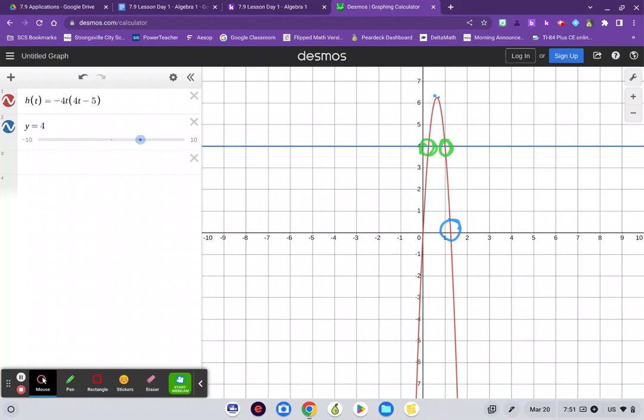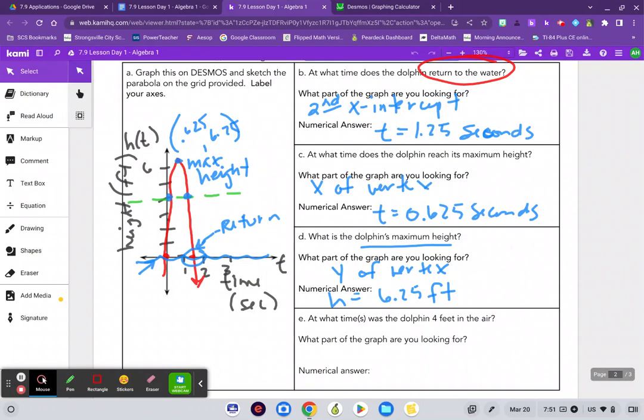And so let's see what those x values are. It looks like I have an x value of 0.25, so at 0.25 seconds, and at 1 second. Notice that the y values are both 4. That's because at 0.25 seconds, I'm 4 feet above the water, where the dolphin is. And at 1 second, the dolphin is also 4 feet above the water, okay? And so what part of the graph are we looking for? We are looking for the time, so x, when y is 4, and that happened at x equals 0.25 seconds, and at 1 second.